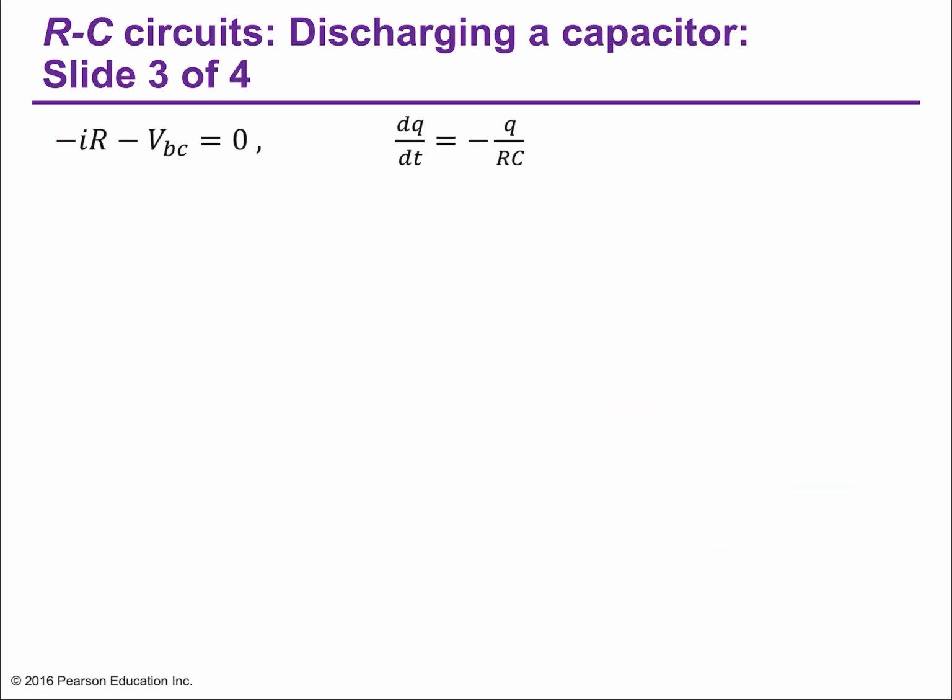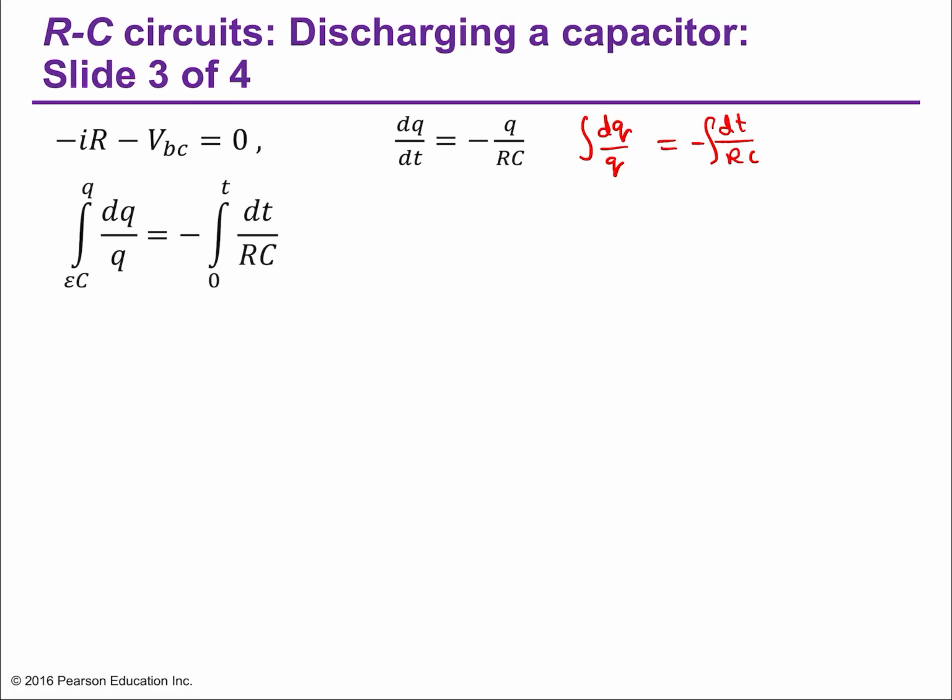And as before, we want to solve this differential equation by the method of separation of variables. So you take dq to one side, and you take dt to the other side, and then next you integrate. The integral of the left-hand side is the same as the integral of the right-hand side, and then you just plug in the limits of the integral.